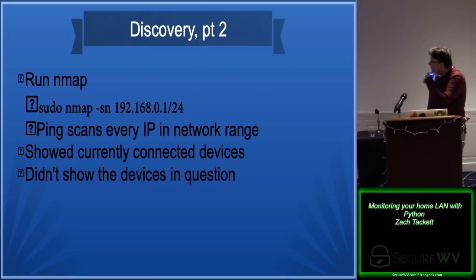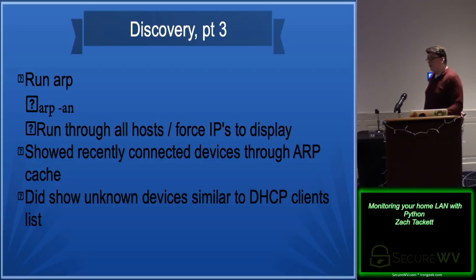The nmap scan that I ran was dash sn. It's just a ping scan that pings every IP in the network range. It showed only the currently connected devices. It was not showing the devices in question that were showing up in the DHCP clients list on my router. However, ARP did show the devices in question. I was able to track down not only the MAC addresses of the devices they were connecting with, but also the client names of those devices.